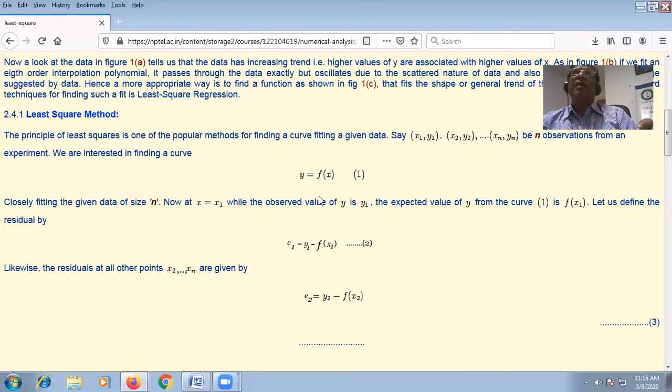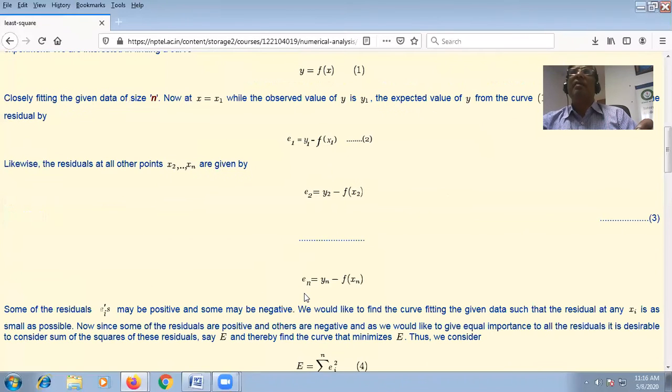Then, in a very smart way, it may be written as y1 minus f(x1), and suppose that you are equating this to e1. Consequently, you are changing this as e2. Then this is y2 and this is f(x2). Then e3 is y3 minus f(x3), and en is yn minus f(xn).